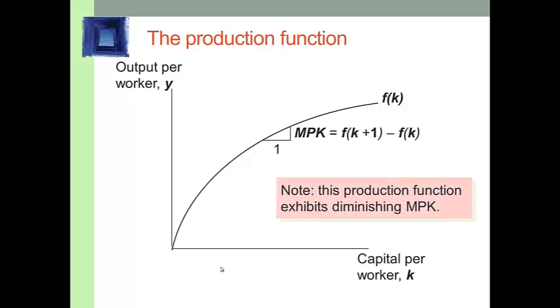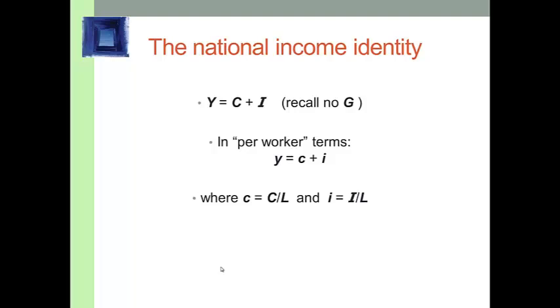Now let's move on to our national income identity equation. This equation shows the familiar income identity, where income Y is distributed between consumption and investment. All variables are again expressed in per worker terms. So that's our national income identity.